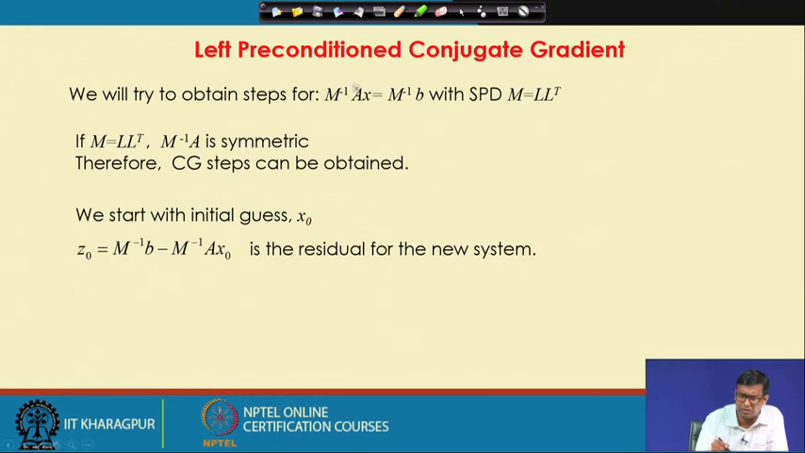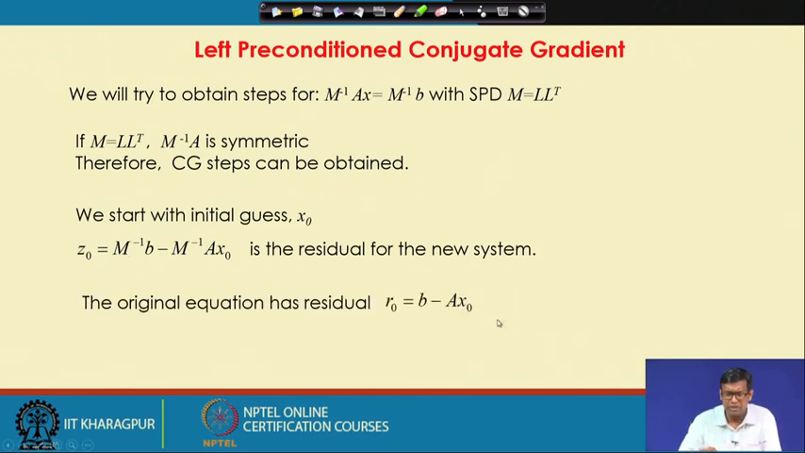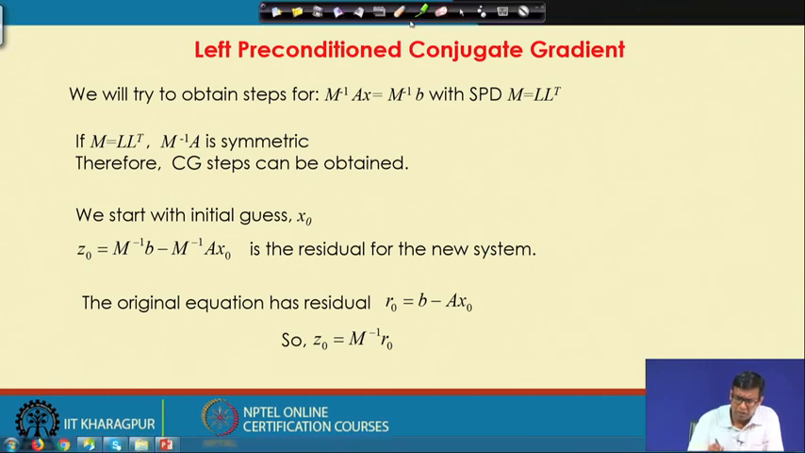Because the new equation system is M inverse A x equals M inverse B, the new residual is M inverse B minus M inverse A x naught. The original residual equation has residual R naught equal to B minus A x naught. The relation between the original residual and the new residual can be obtained as Z naught is equal to M inverse R naught. So, now if we are thinking of solving this equation, we have to go with the new residual, which is Z naught.